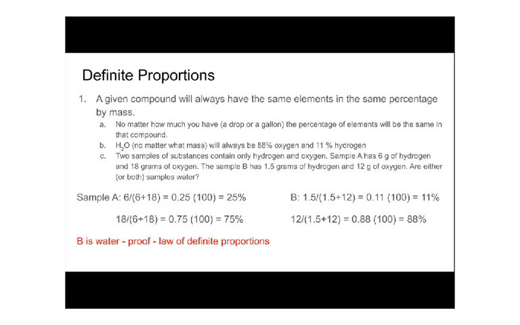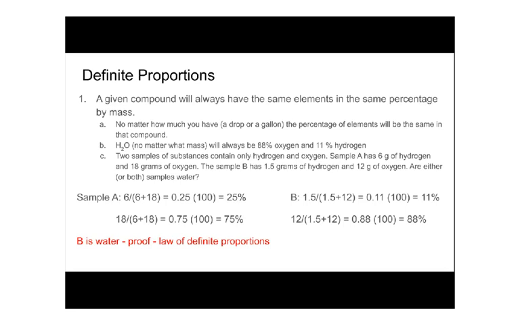But if I have a drop of water, I still have 88% oxygen and 11% hydrogen. If I have a pool full of water, I still have 88% oxygen and 11% hydrogen. So that's all definite proportions means, is that no matter how much you have, the ratio of hydrogen to oxygen still stays the same.